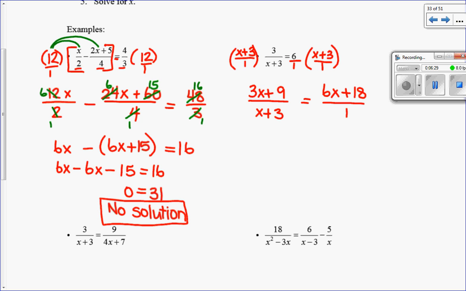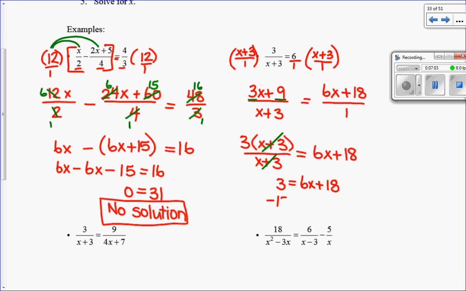Okay, and if I keep going, I see here that I have a common factor that I can factor out. This is actually 3 times x plus 3, and that's all over x plus 3. And on this side, I've got 6x plus 18 over 1, which I don't even have to write the 1. This x plus 3 will cancel this x plus 3, so I'll really be left with 3 equals 6x plus 18. Okay, if I solve for x, I'm going to subtract 18 from both sides.